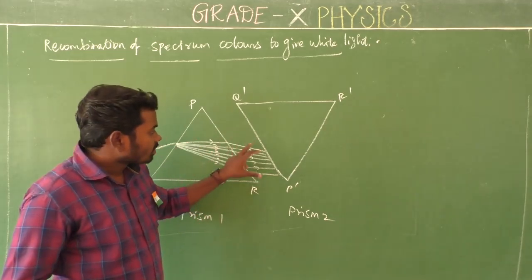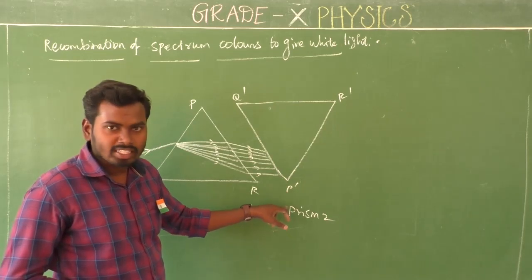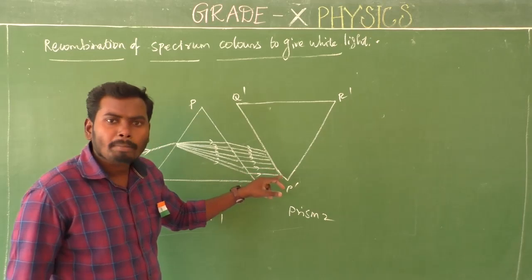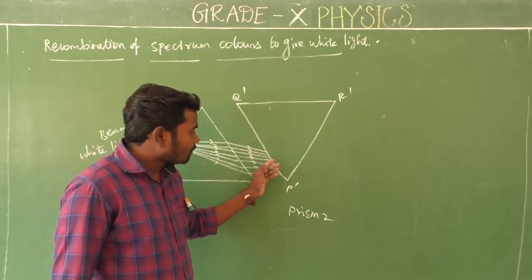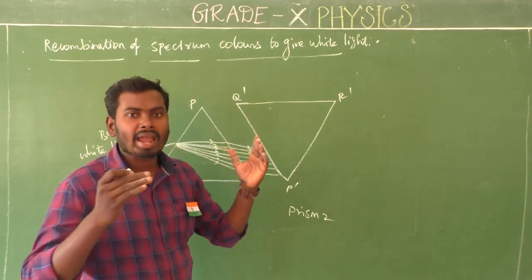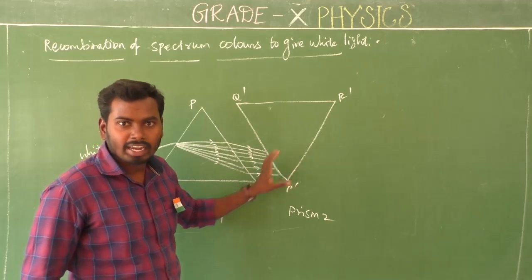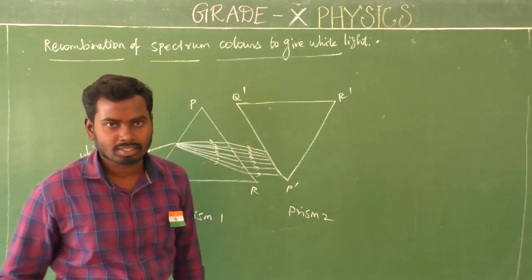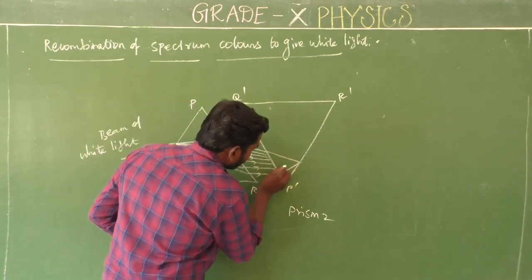Okay, so all 7 spectrum colors fall on the second prism, which is placed inverted. Am I right? Next, what will happen? This second prism actually recombines the spectral lines. Recombine is nothing but focusing all the light rays in the same place. Okay, like this. The second prism recombines.